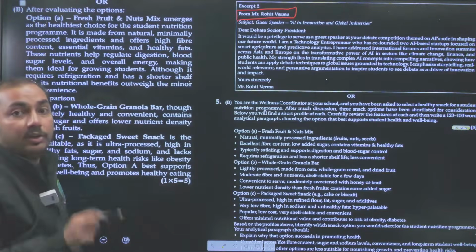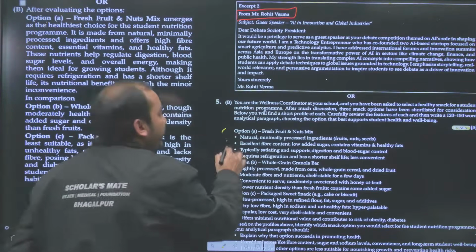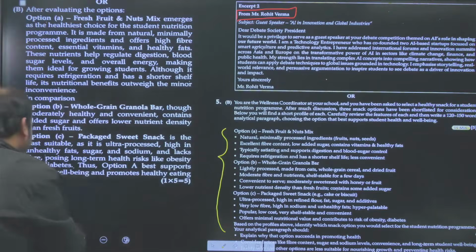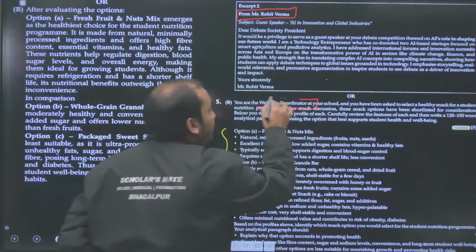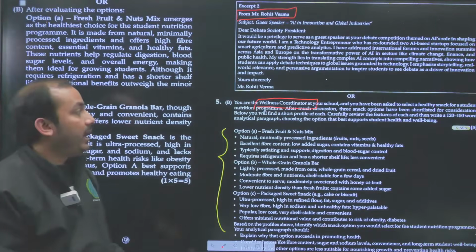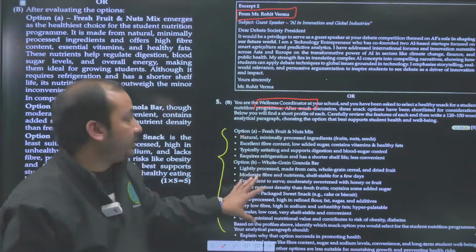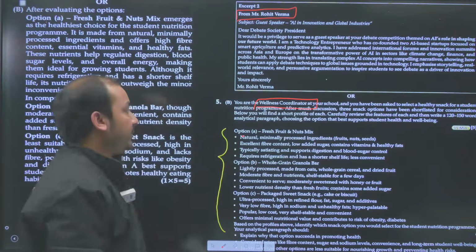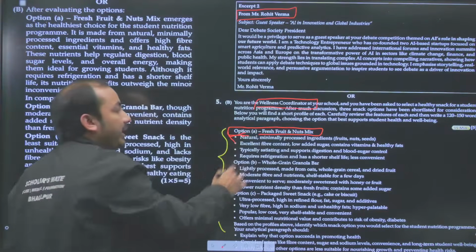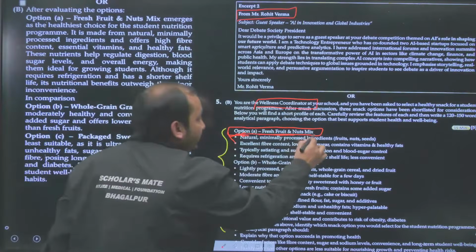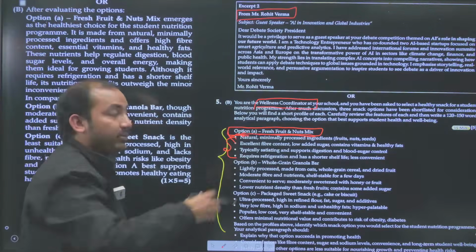Next question, 5B. You have to do any one of them, 5A or 5B. Here you have been provided information about some snacks or food, provided the details that you have to choose as a wellness coordinator. You are a wellness coordinator at a school. There you have to shortlist some of the food items on the basis of their advantages and disadvantages. It means fresh fruit and nuts mix. Option A. In option A, it is given fresh fruits and nuts. All the advantages, disadvantages, and good and bad things are given about fresh fruits and nuts.